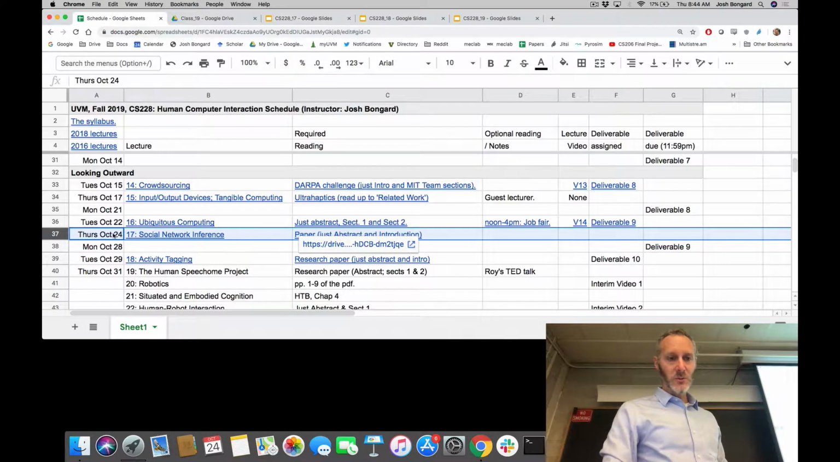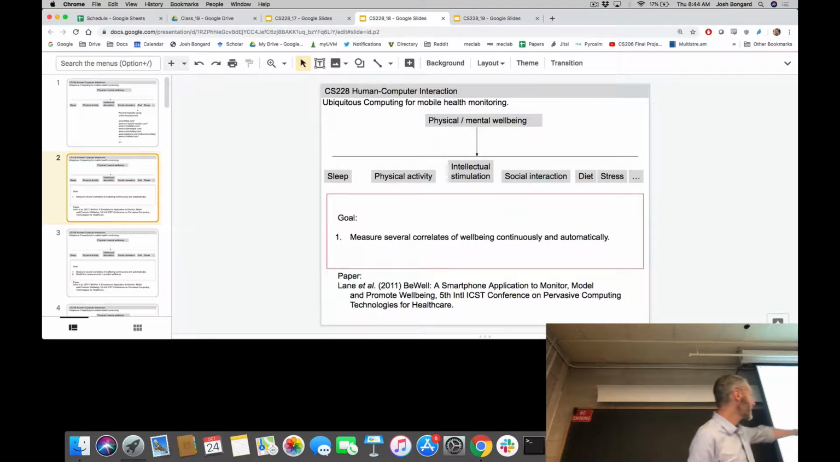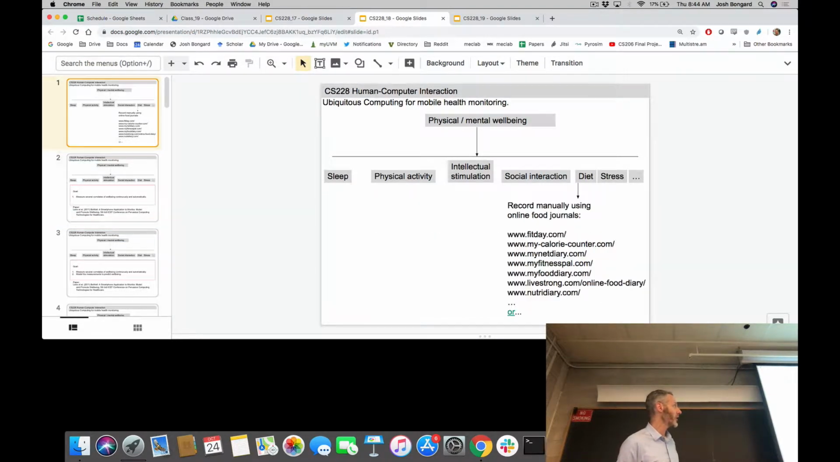Okay, so let's move on now and talk about activity tagging. Like we've seen many times in HCI by now, this is going to be an interesting mixture of the subjective and the objective. Activity tagging started about 10 years ago, and I think this experiment that we're going to look at today is from 2011, so 8 years ago. Activity tagging and inference has come a long way since then.